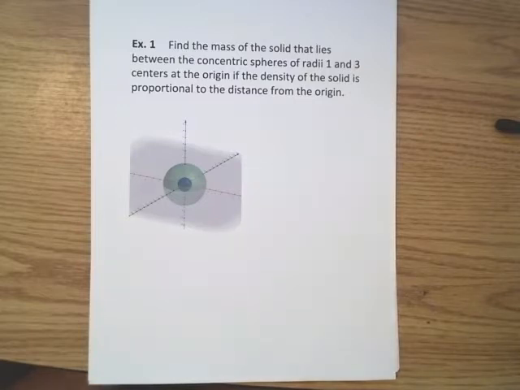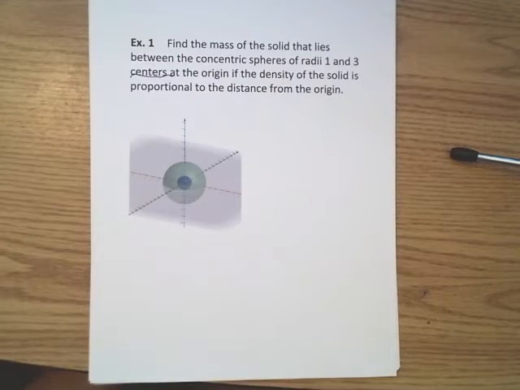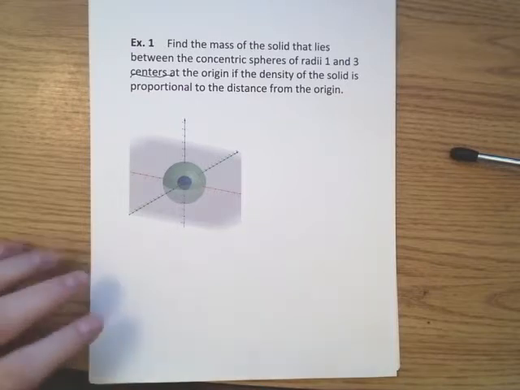Let's look at our first example. Find the mass of the solid that lies between the concentric spheres of radii 1 and 3, with their centers at the origin, if the density of the solid is proportional to the distance from the origin. So density is going to be proportional to distance from the origin.